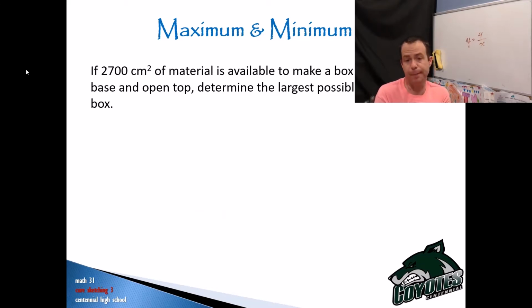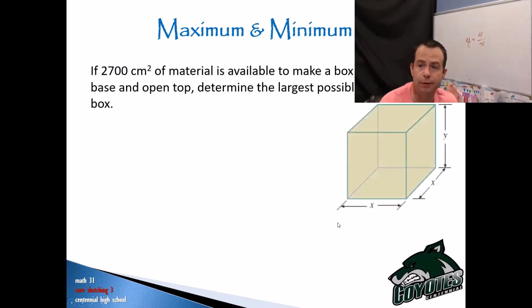So you've got this base of your box, which would be x by x because it's a square. And then you're going to multiply it by some sort of height. And all together for surface area, you've got 2,700 centimeters squared available to you. Okay, so the first thing you want to do is set yourself up, draw yourself some sort of a picture. So I've got x by y here instead of h, same thing.